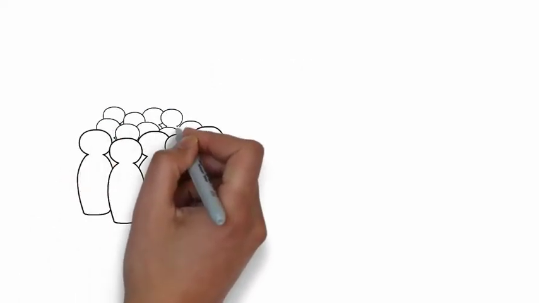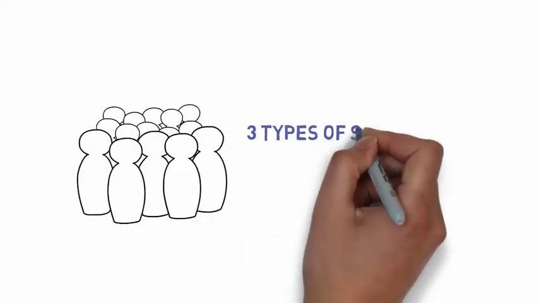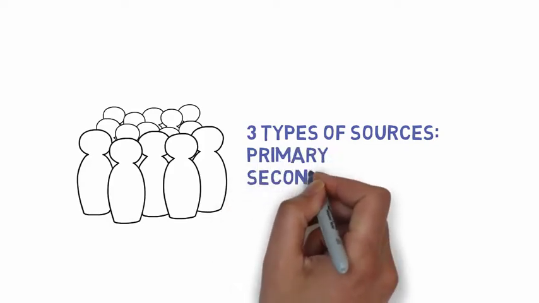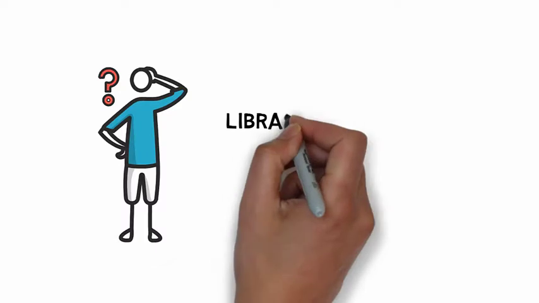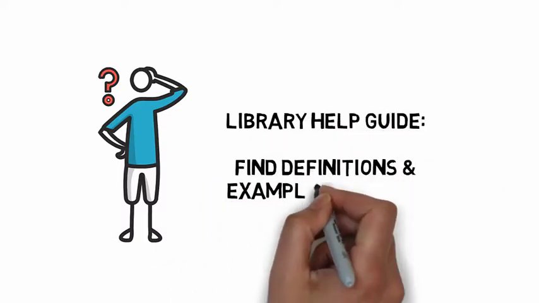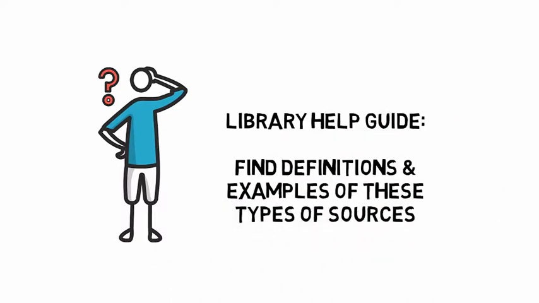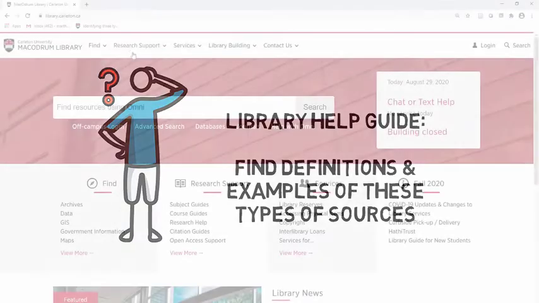One common way that scholars talk about sources is to identify the primary, secondary, and tertiary materials that they use in their research. Using one of the help guides on the Carleton University Library website, we can find definitions and examples of these types of sources.